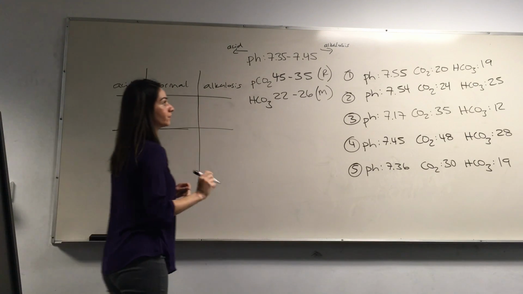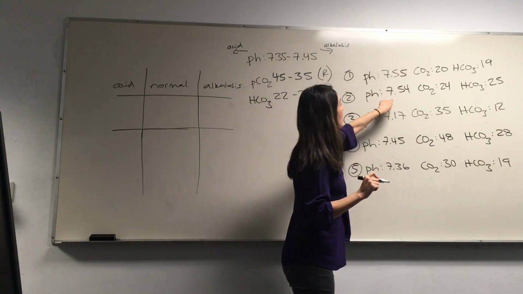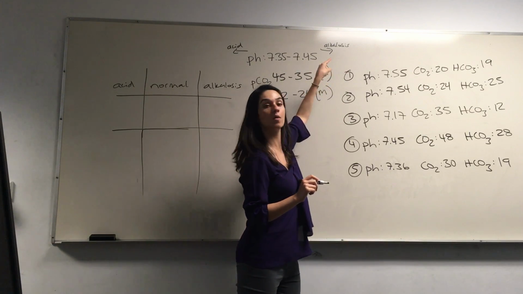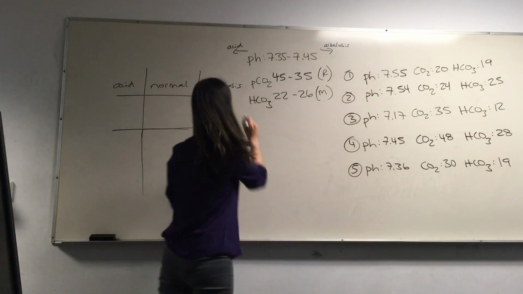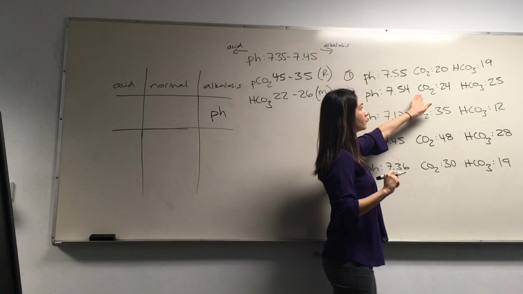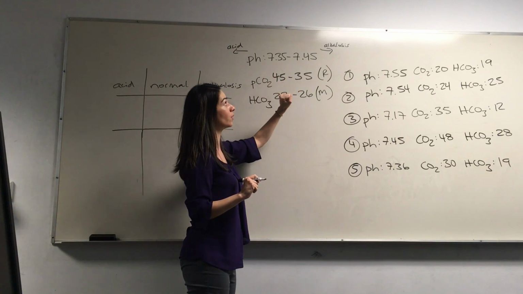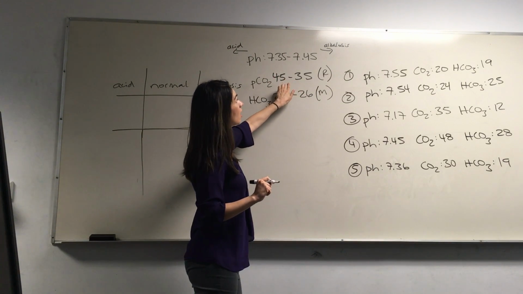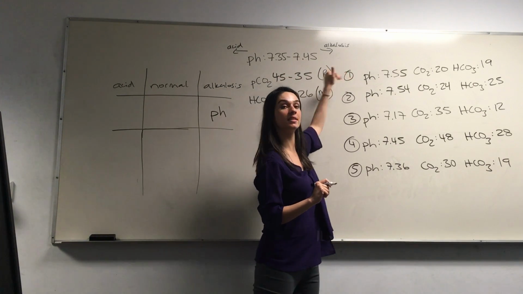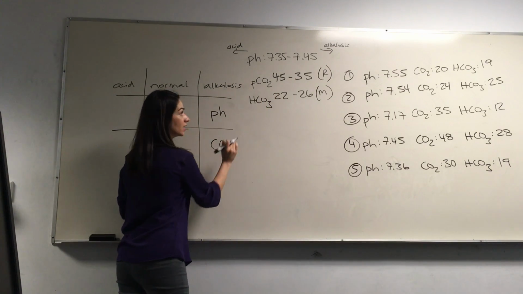Let's look at number 2. First thing we look at is the pH. Okay? pH is 7.54, so it's greater than 7.45. So we know it's going towards the alkalotic side. So put it under alkalosis. Next, let's look at our CO2. Well, our CO2 does not fall in the normal range. It's 24, okay? So 24 is less than 35. So again, our CO2 is on the alkalotic side. So you're going to put your CO2 here.